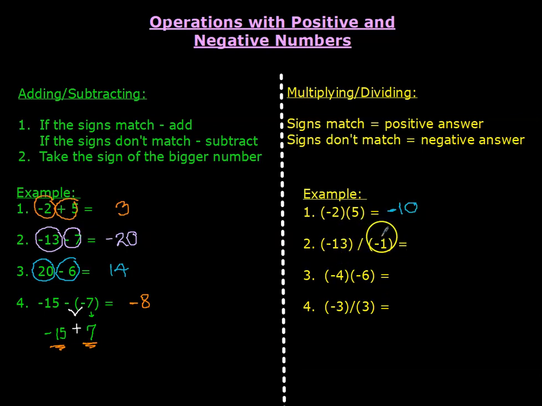Here you have -13 and -1. Well, 13 divided by 1 is 13. And since they're both negative, their signs match, which gives us a positive answer. Same deal here. 4 times 6 is 24. Since they're both negative, their signs match. So we'll have a positive answer. And 3 divided by 3 is 1. And this is a -3, this is a +3. Their signs don't match, which makes it a negative answer.